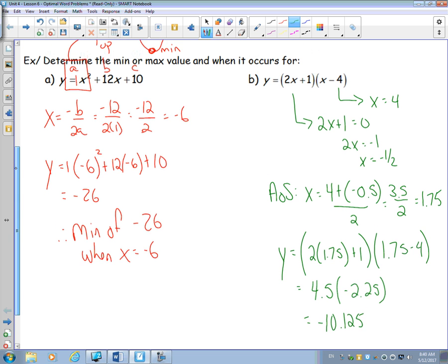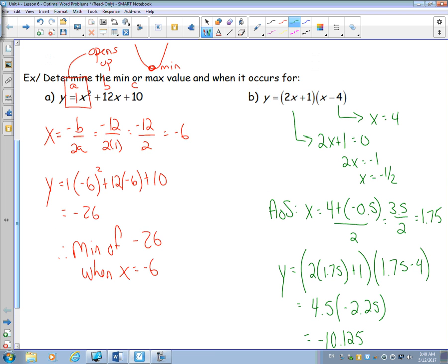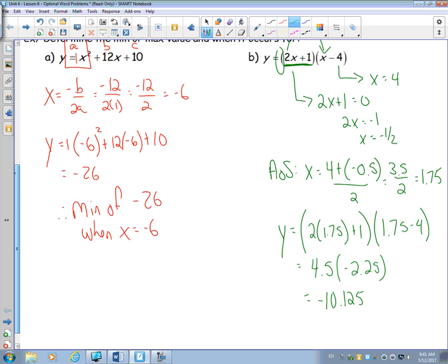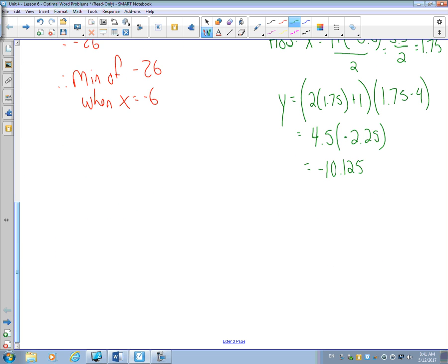What do I have, min or max? This one's slightly more challenging to tell because the a value is not exactly given. It's not usually the a value that's out front, right? So in this case, because I have a two-part bracket, it makes sense to multiply. Think about FOIL. If I were to multiply those together, I'd end up with 2x squared. And the number in front of x squared is always our a. So it's a 2, a positive 2. That tells me it opens up. If it opens up, it has a min. So I have a minimum of negative 10.125, and I got that when x was 1.75.